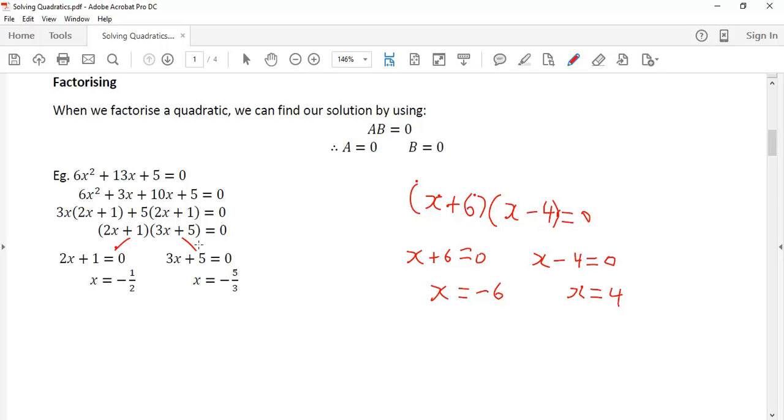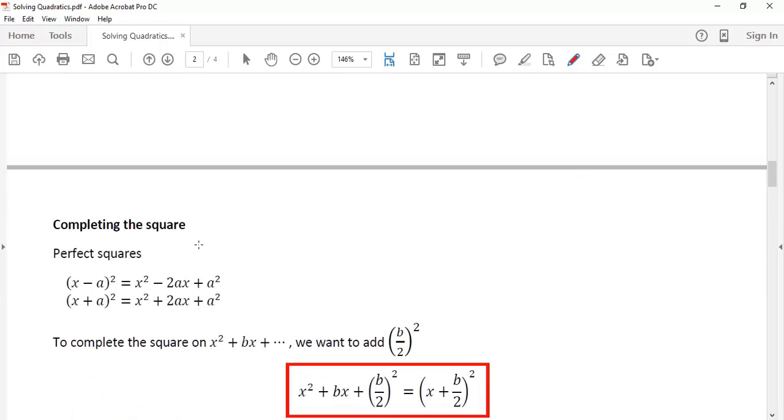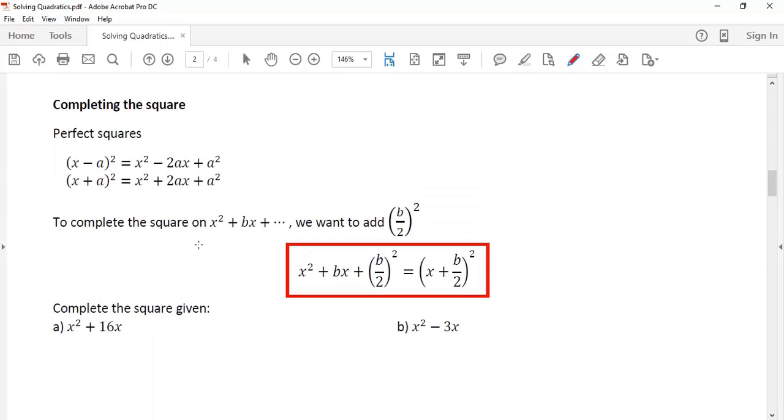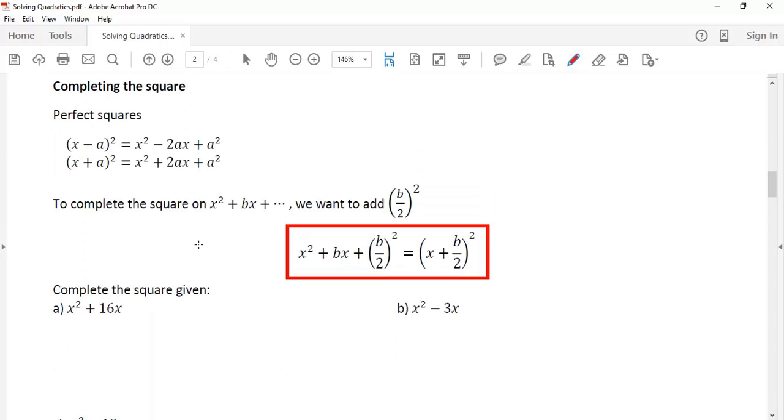Alright, so now we're going to spend more time looking at the next technique, which is completing the square, because this is totally new. So if you remember, our perfect squares are, if it's x minus a all squared, then it's x squared minus 2ax plus a squared. So remember that middle bit has to have that too. Alright, so when we complete the square, we want to add b over 2 all squared to the end. So just say this one. Remember this is only for monic quadratic equations.